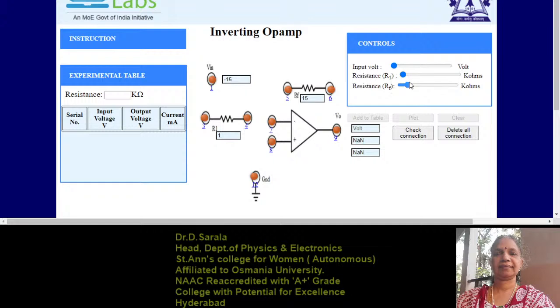This is feedback resistance. So now let us do the connections. The input has to be applied where? The input has to be applied here. This is to the inverting terminal. This is your feedback resistance. This is your ground. First check the connection. It says connection is right. Adjust your R1 and RF.